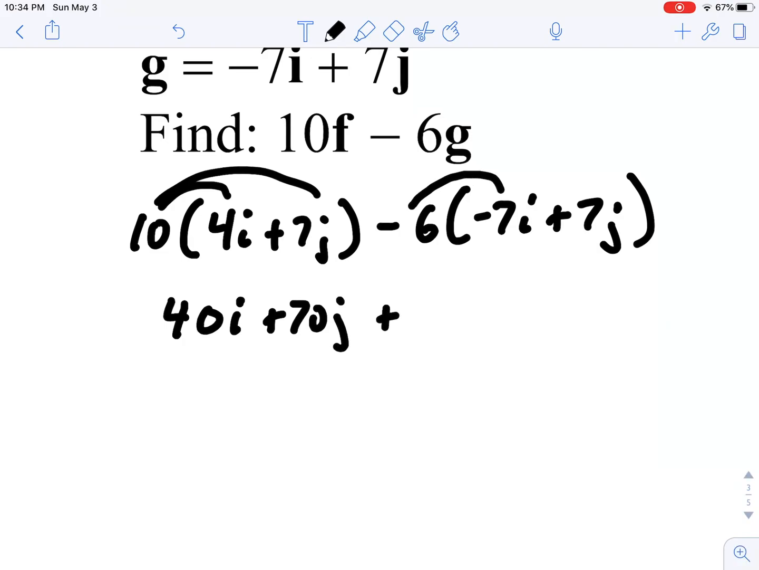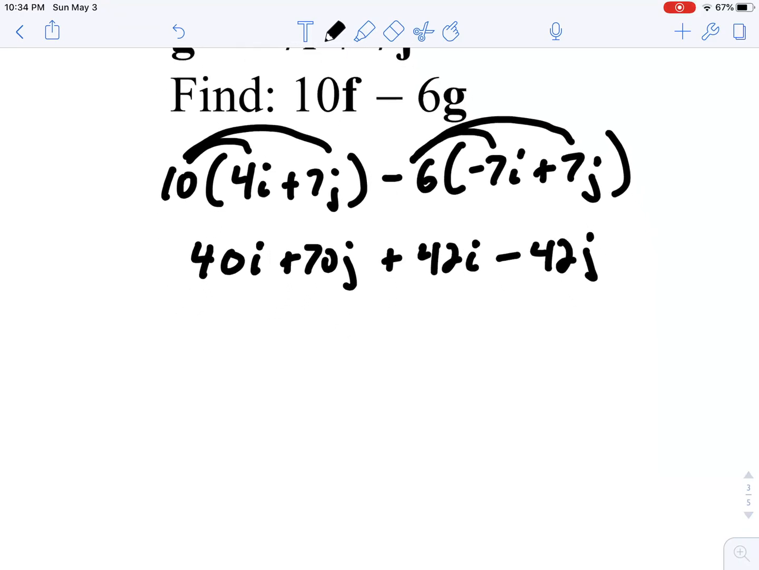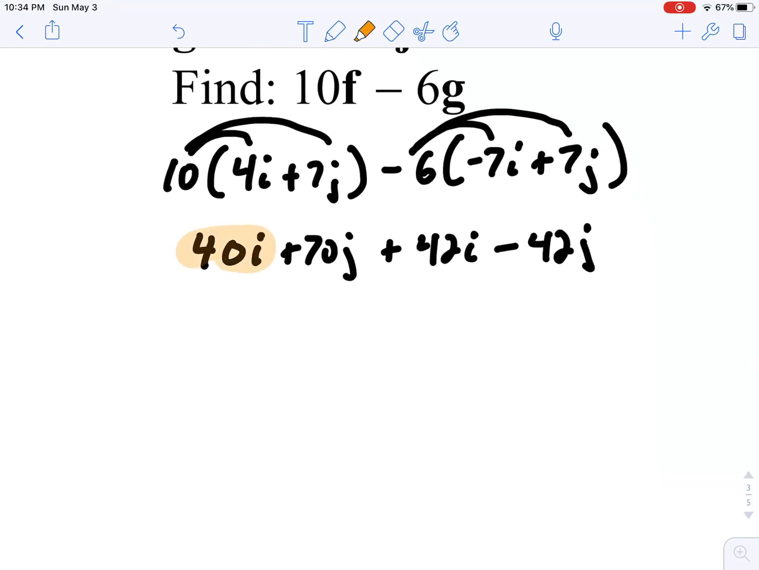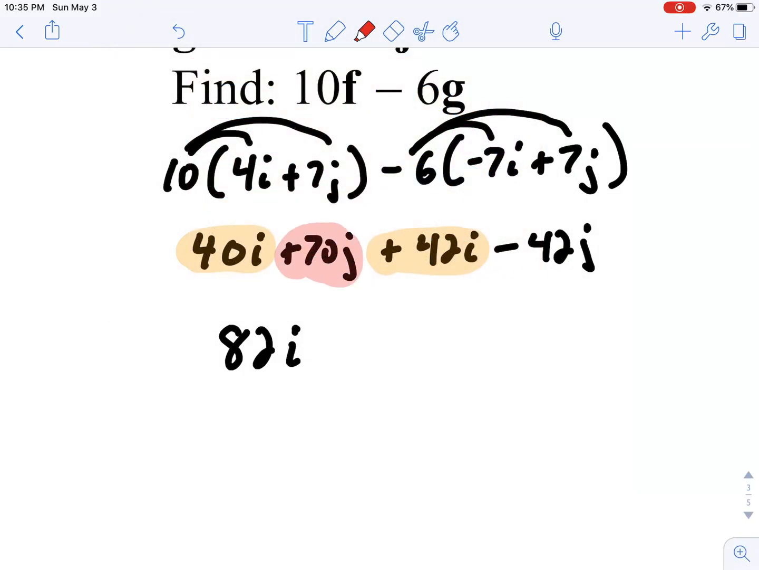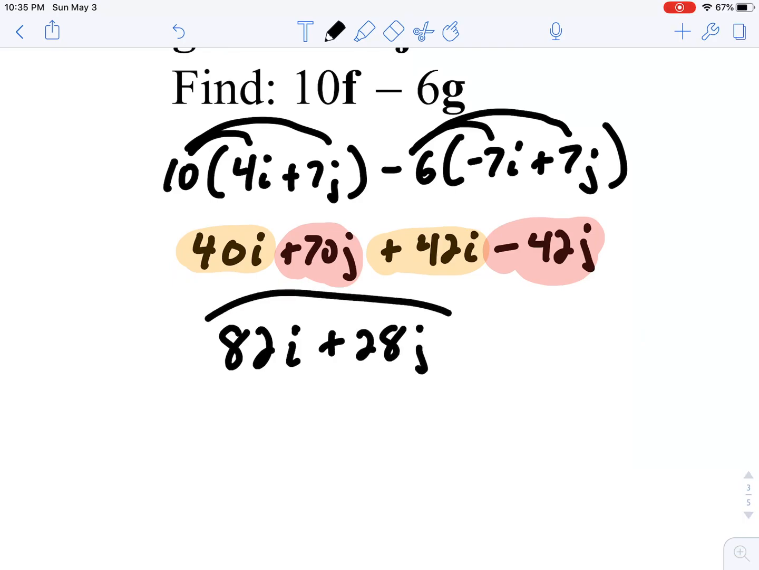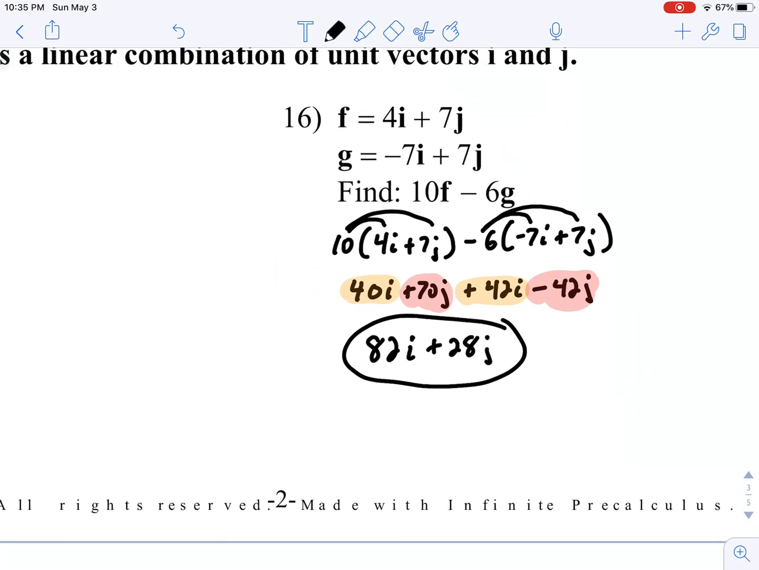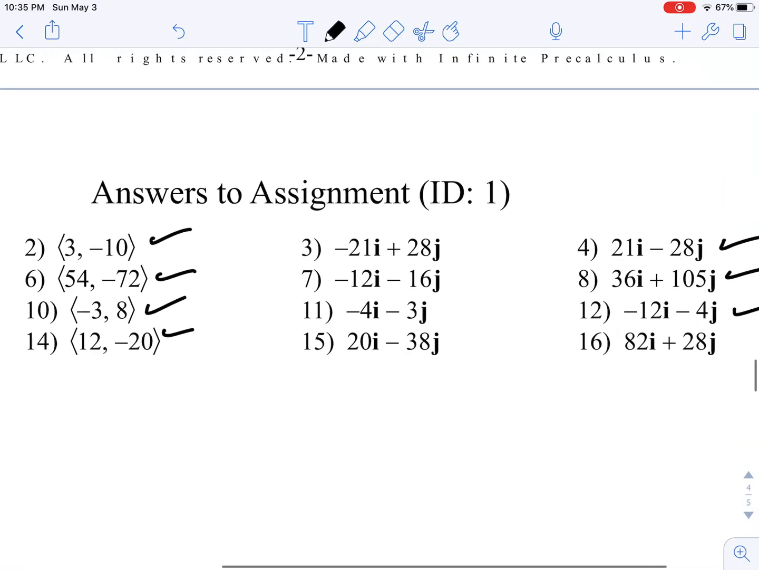Distribute the minus 6 here. That's going to be plus 42i. Distribute the minus 6 here. That's minus 42j. And then put like terms together. 40i plus 42i is 82i. And then positive 70j minus 42j. 70 minus 40 is 30. Minus 2 more is 28. So 28j. Use a calculator if you need to, if the numbers start getting a little too hard to handle.